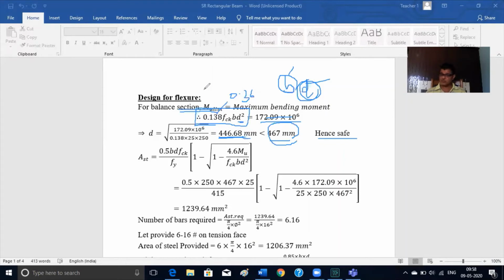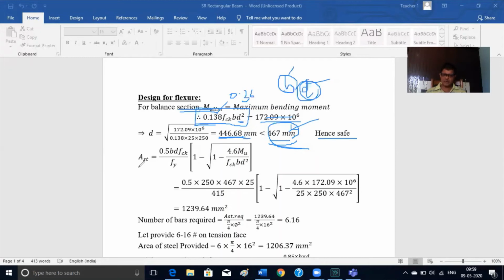That depth which you have assumed must be satisfied. If depth is not satisfied, then you have to redesign. At any point, if the codal provision is not satisfied, then you have to redesign the section. So the maximum bending moment is equal to the limiting moment. From this criterion, keeping the width constant, find D. If the D value is less than the D provided, then we'll design for the D provided.